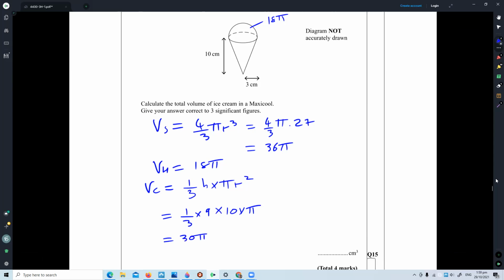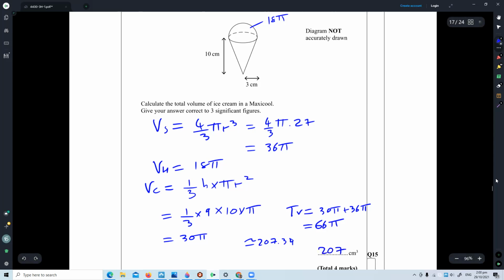And so the total volume is equal to 30 pi plus 36 pi, which is 66 pi cm cubed. Now, of course, you'd like to give your answer to 3SF. So we're going to type 66 pi in our calculator, and we get 207.34. So I get approximately 207.34. And 3 numbers that mean something, so 3 significant figures. I'm just going to say 207.